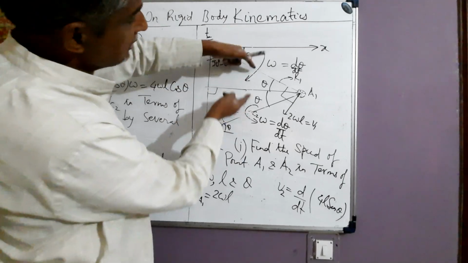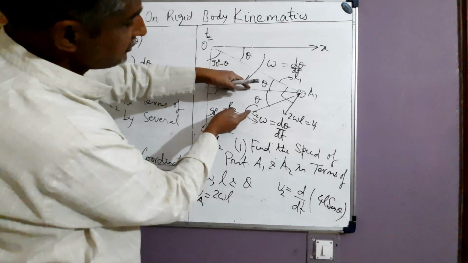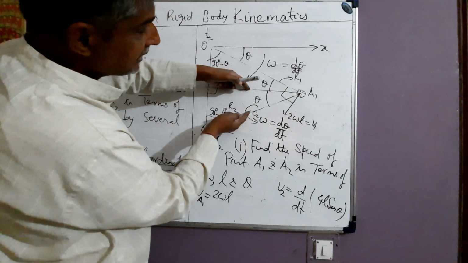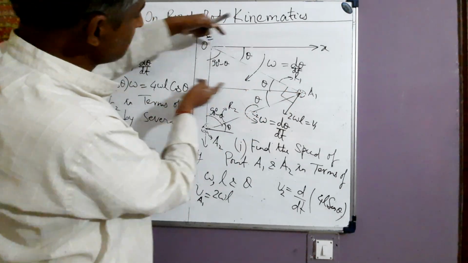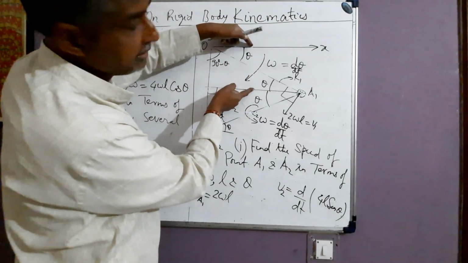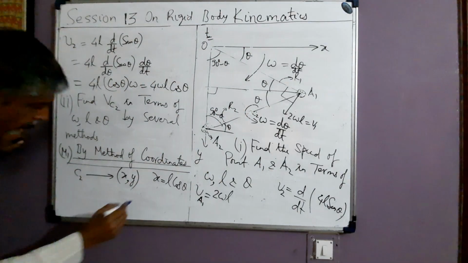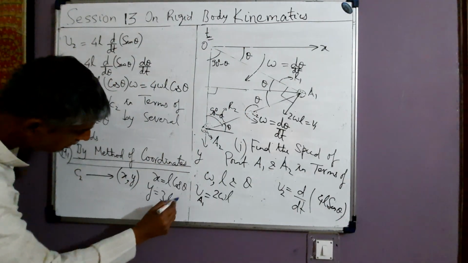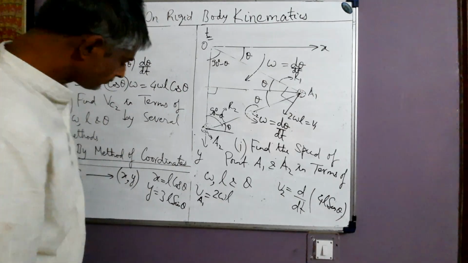That is equal to this distance plus this distance. This distance will be how much? This is L sin theta. And this distance is how much? 2L sin theta. This distance is the same as this distance. This is also 2L sin theta. This is equal to L sin theta. This distance is 3L sin theta. So the y coordinate becomes 3L sin theta. Alright, fine.